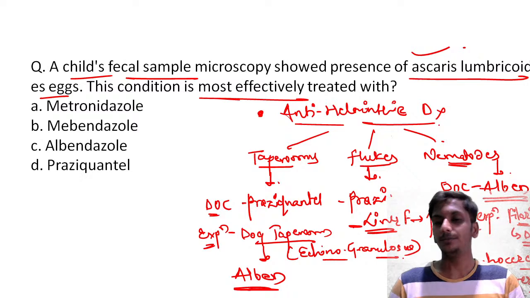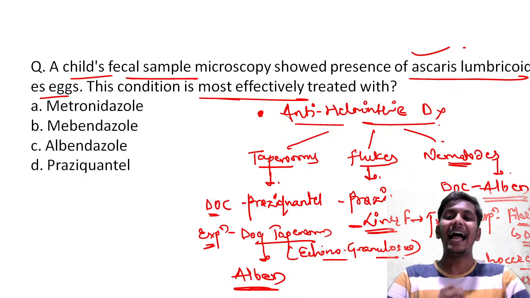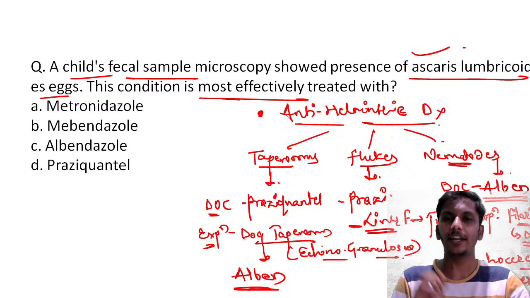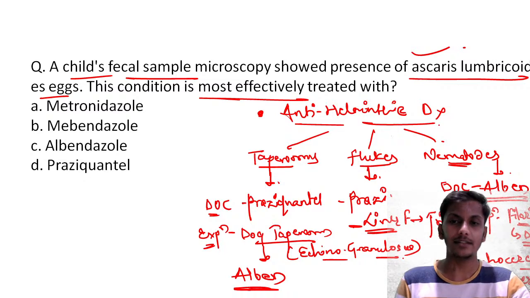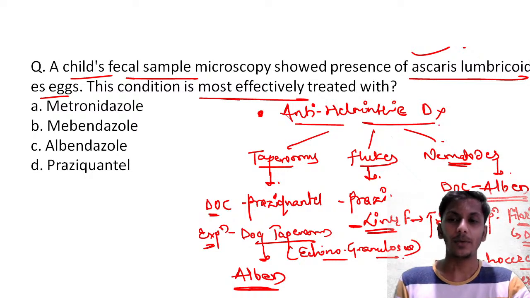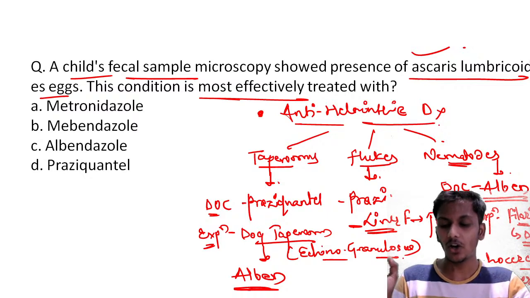Please remember. Now I'll just revise it once again. Anti-helminthic drugs. Drug of choice for tapeworms, praziquantel. Exception, dog tapeworm or Echinococcus granulosus, for which it is albendazole. Next, flukes. Drug of choice is praziquantel. Exception, liver fluke or Fasciola hepatica, for which the drug of choice is triclabendazole. And last, the nematode group: roundworms, hookworms, pinworms, for which the drug of choice is albendazole. Exception being filariasis, for which the drug of choice is DEC, diethyl carbamazine. And lastly, onchocerciasis and strongyloides infection, for which it is ivermectin.